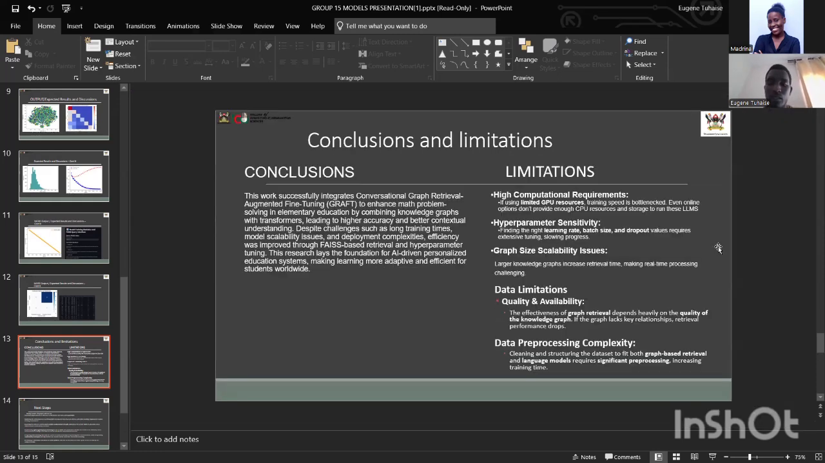Then when it came to the data limitations, graph retrieval was not effective on our side because it needed the quality of the knowledge graph which we were supposed to get from our model. So from our data set, which was a bit limited, we find that it lacked key relationships. So the graph performance or the retrieval performance dropped very highly. Then data processing, cleaning this data set, which required both text and numerical data, we had to try to fit it with the graph-based retrieval models. It took a lot of time.